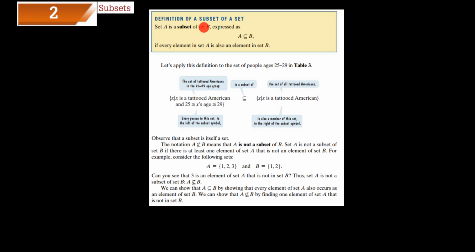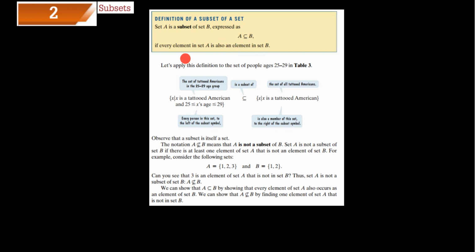So set A is a subset of set B, expressed as A, and then this little symbol is the subset symbol. You know how you have your less thans? The subset symbol is basically a rounded version of it. You could think of it as the or-equal-to sign, and we'll see something in a moment where we get rid of that line. It's kind of like a C that's underlined. And of course that is for if every element in set A is also an element in set B.